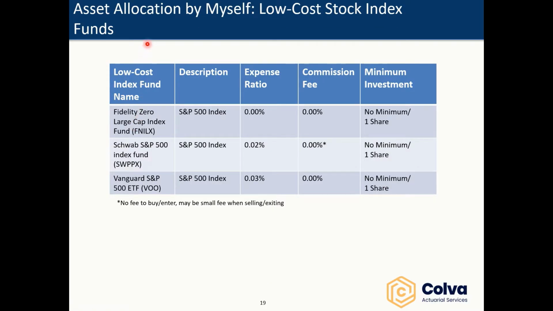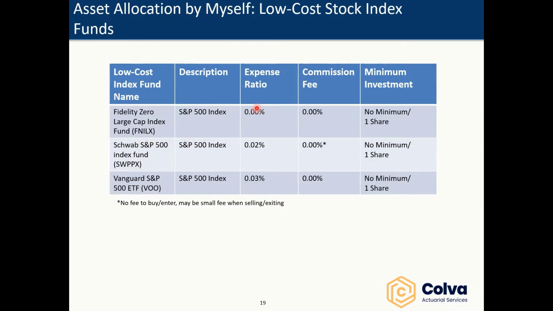So now let's talk about asset allocation, doing it by yourself. We're going to be talking about low-cost index funds on this slide. Once you determine your asset allocation, what percent of stocks you should be in, what percent of bonds you should be in, here are ways you can actually invest in those funds in a low-cost way. So let's look at 3 different opportunities. Fidelity, Schwab, and Vanguard all have S&P 500 low-cost index funds. You can Google this, you can do some more research.